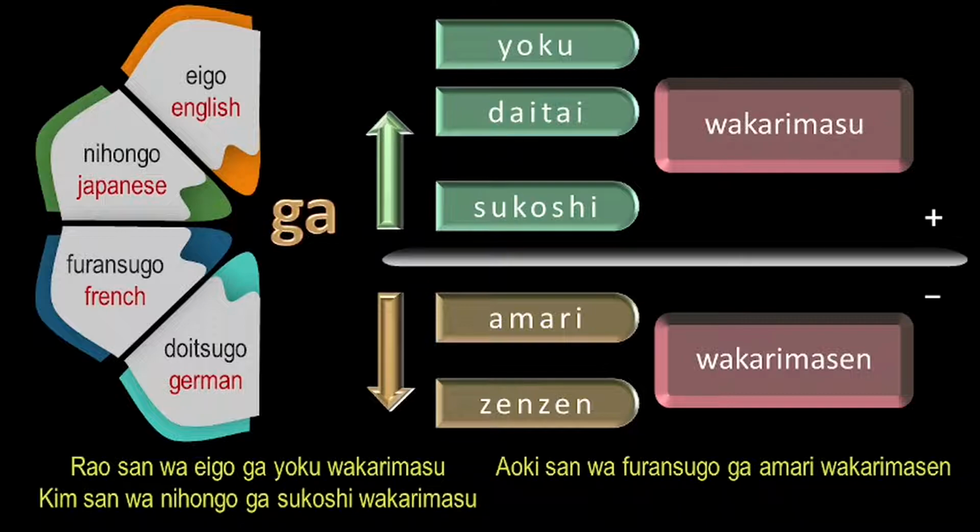Now, to say I do not understand German at all, we will use zenzen, which means not at all. So in Japanese it will be Watashi wa doitsu go ga zenzen wakarimasen. Actually, sukoshi, amari and zenzen can also modify adjectives. For example, if I say Ano eiga wa zenzen omoshiroku nai, then it means that movie is not at all interesting. I hope the usage of adverbs is clear.